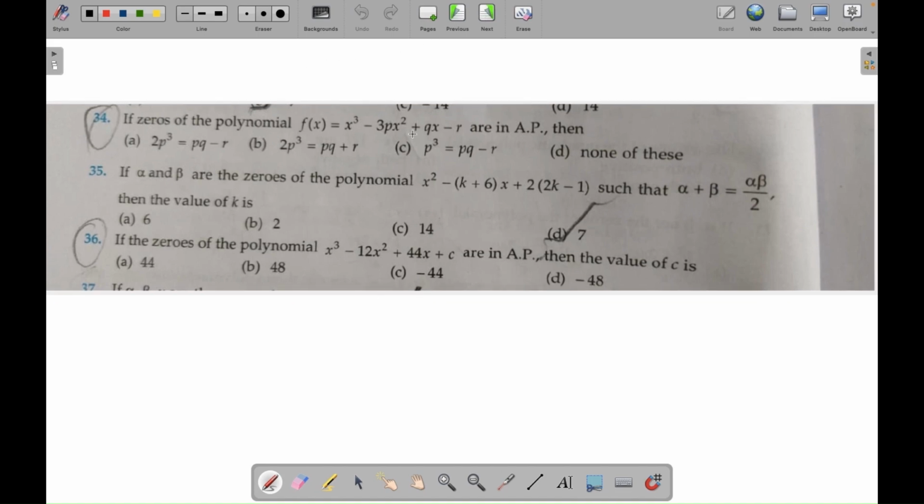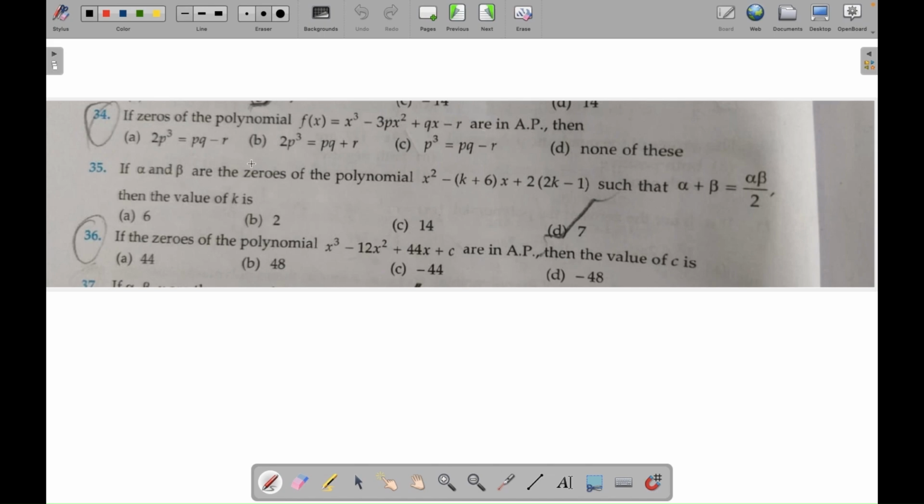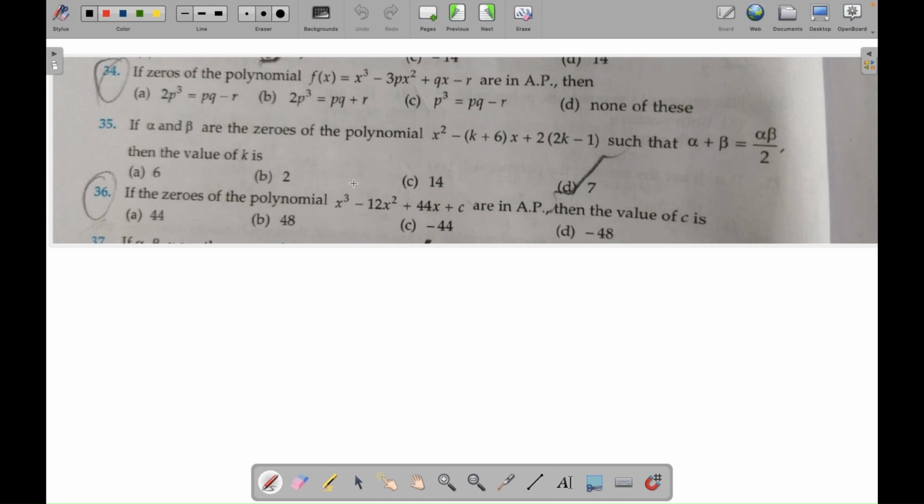If the zeros of this particular polynomial are in AP, then, I mean, we have not studied AP so far, but we have discussed one of the properties of AP. AP is when there is a constant increase. Say 2, 4, 6, 8, 10, or say 3, 5, 7, 9, 11. So it is increasing by 2. It can also increase by any number, say 5, 9, 13, 17, 21, and so on.